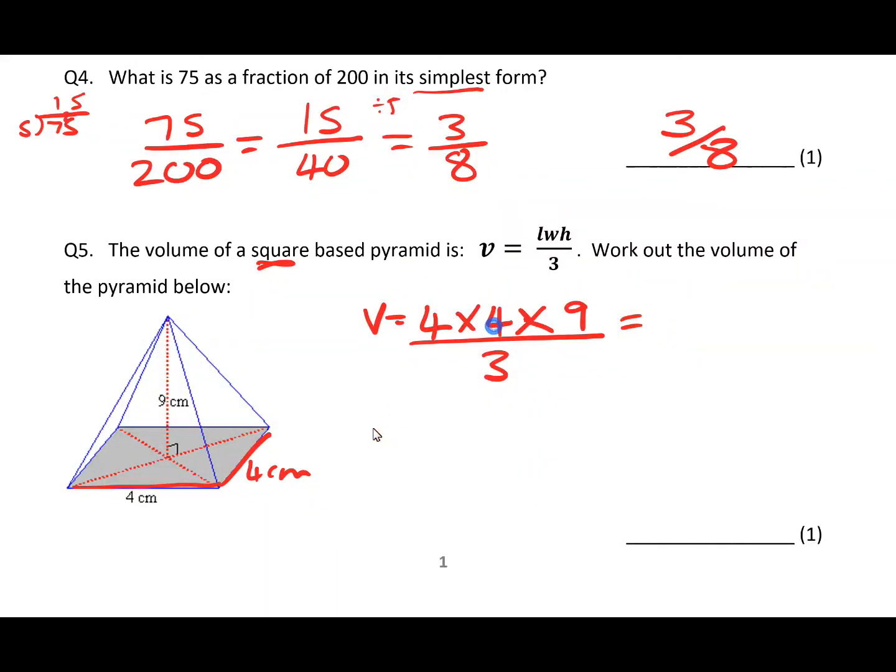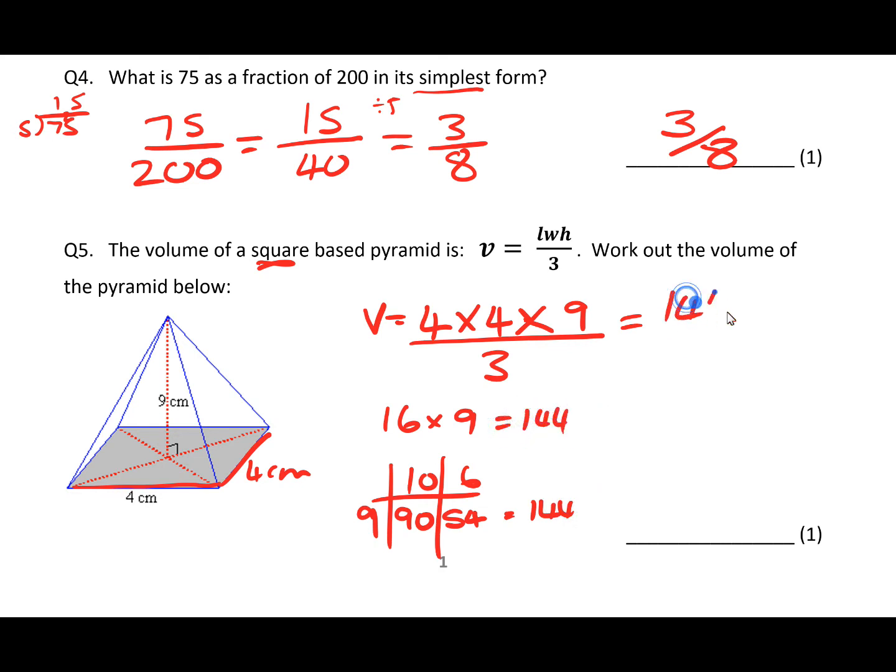So we know 4 times 4 is 16, and 16 times 9 we can do in our box method if we want to. 9 times 10 is 90, 9 times 6 is 54. 90 plus 54 is 144. So we have 144, and we need to divide it by 3.